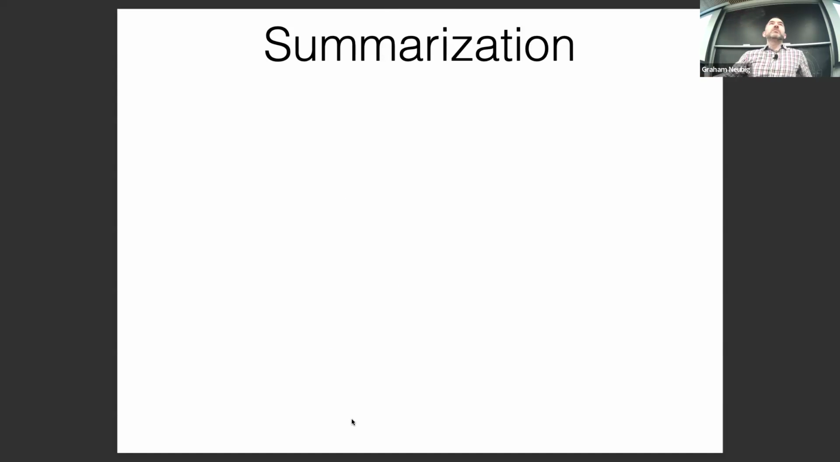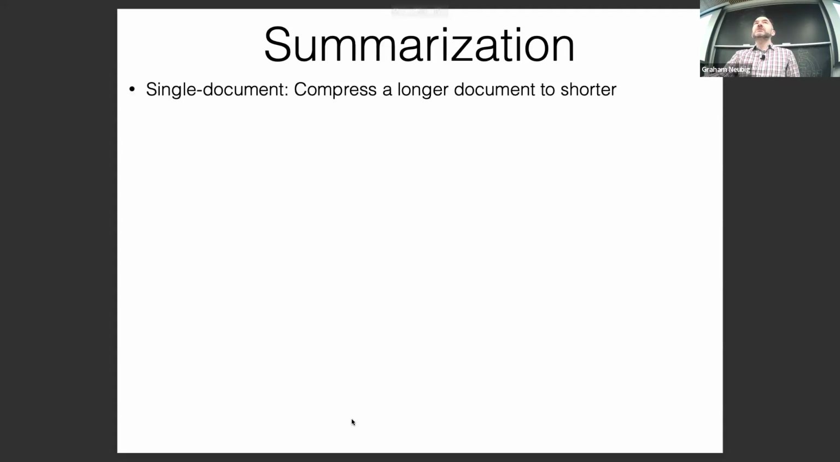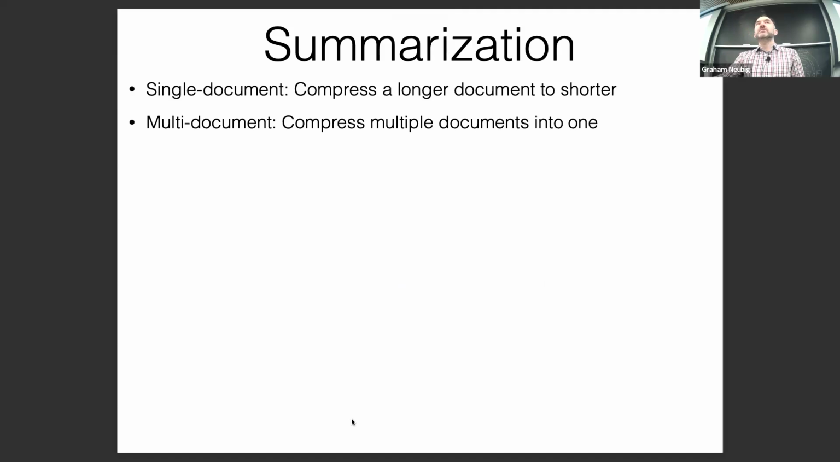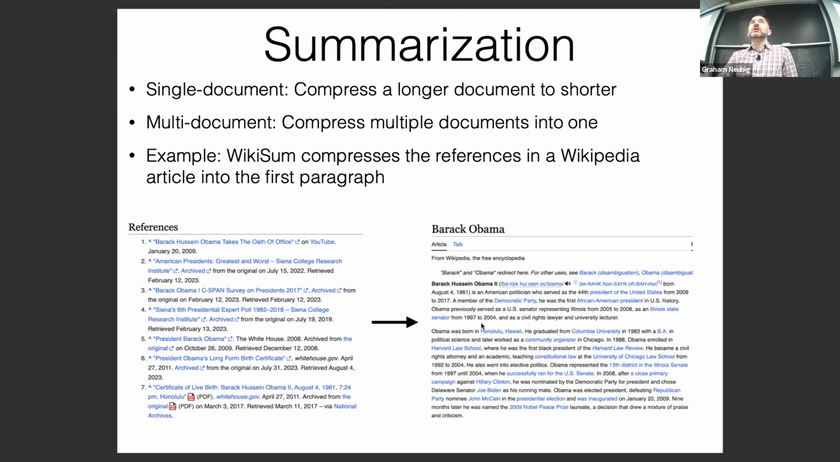Cool. Next is summarization. In summarization, there's a couple of varieties of this. One is single document summarization, another is multi-document summarization. Single document compresses a longer document to a shorter one. Multi-document compresses multiple documents into one. Honestly, right now, single document summarization in English works pretty well out of the box. It's not perfect, but it's close enough to being perfect that I've worked in summarization before, and I don't know if there's a whole lot more that we can do there.